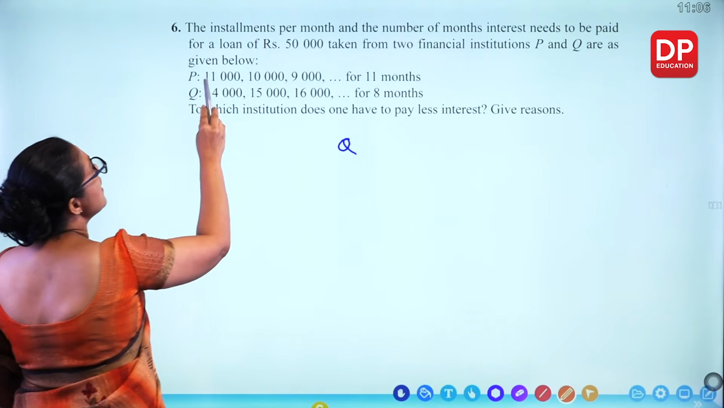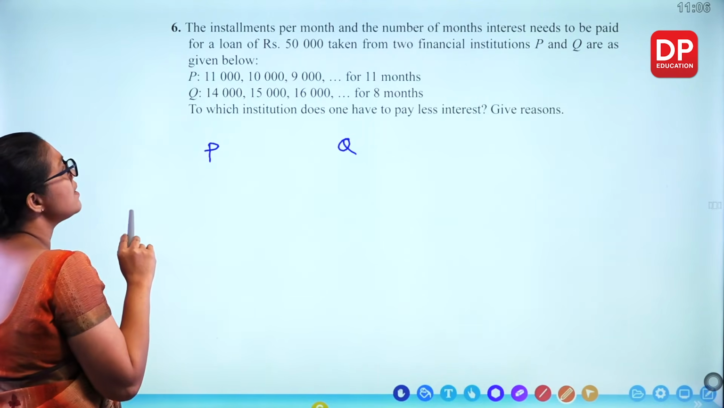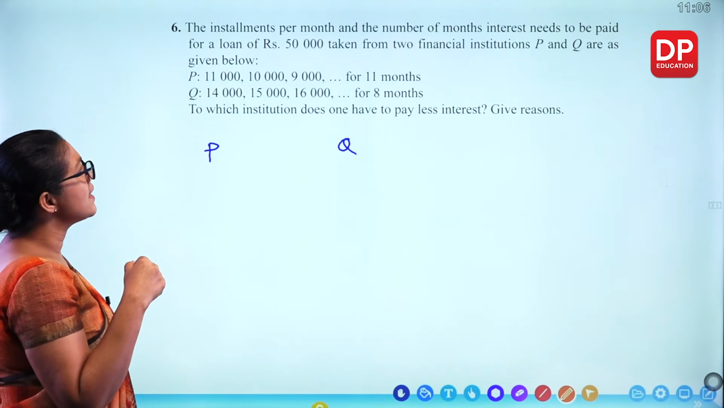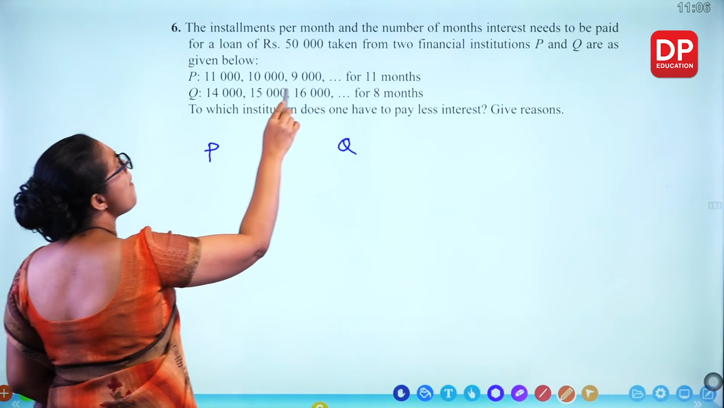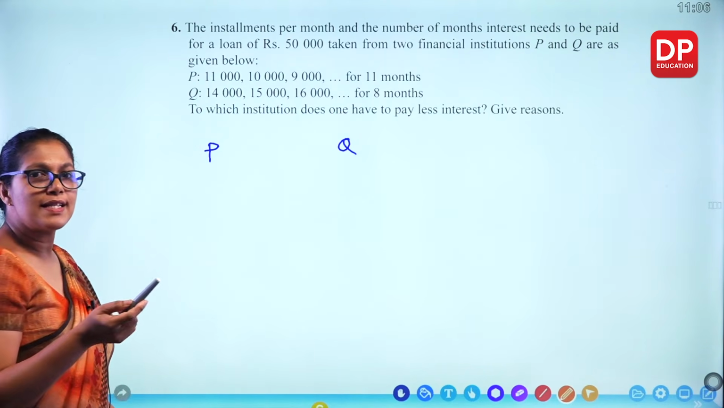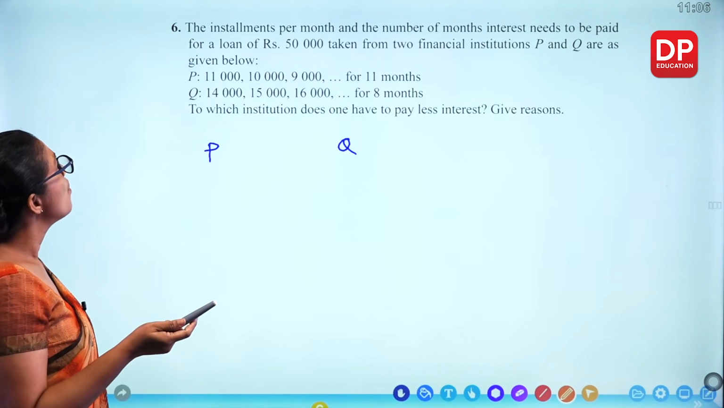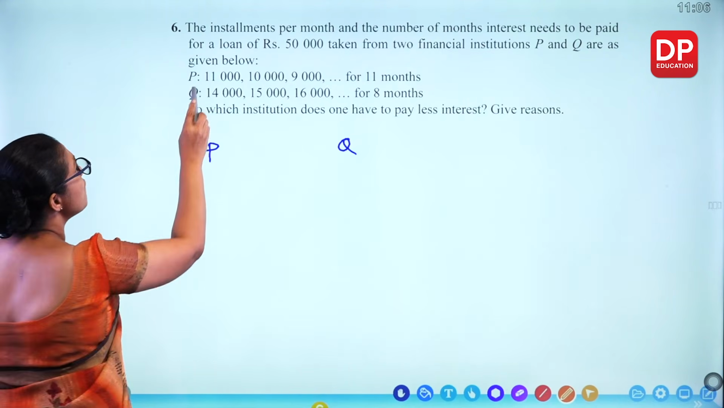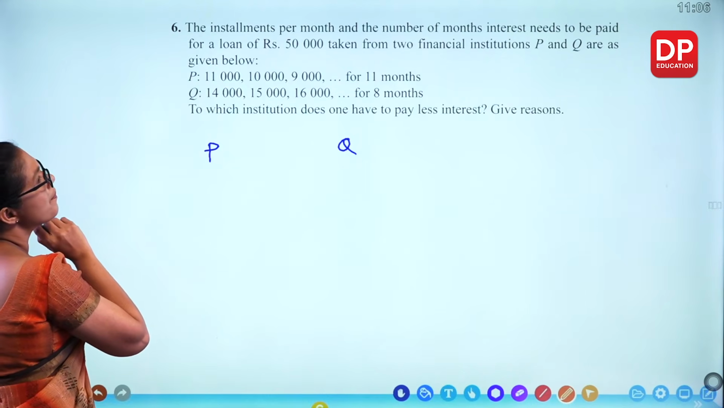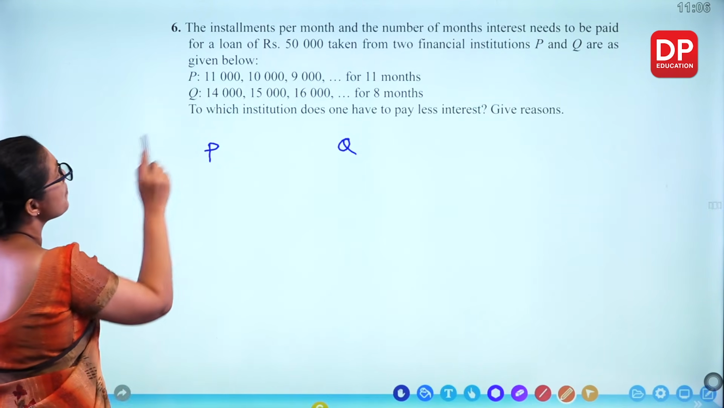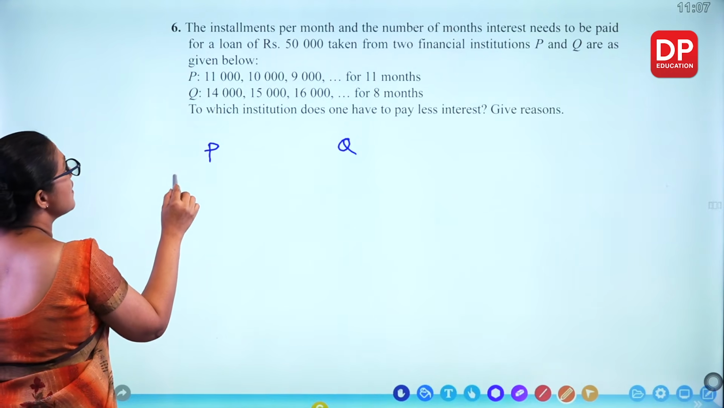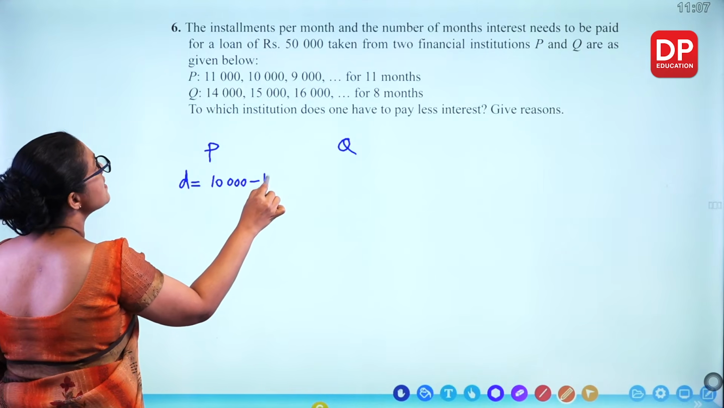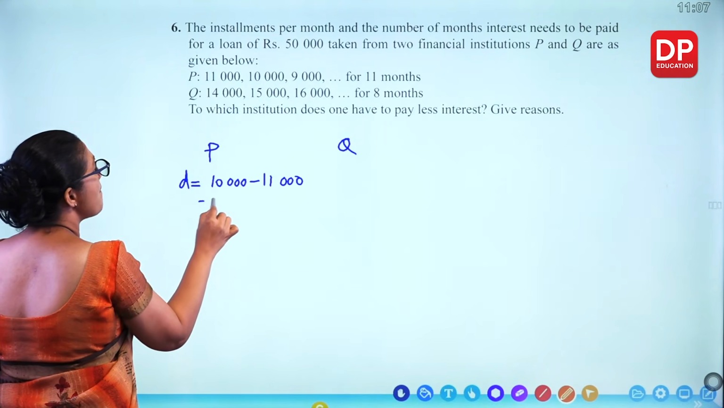if we take the sum of all terms, for both P method and Q method. If the sum you are paying is more, means the interest is more. So we'll find out sum of all terms. So if we take P method, what's the A value? A value is 11,000. What's D? D is 10,000 minus 11,000. That's minus 1,000.